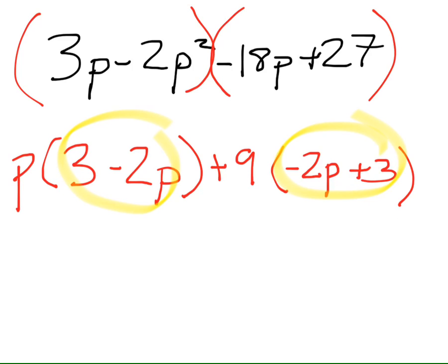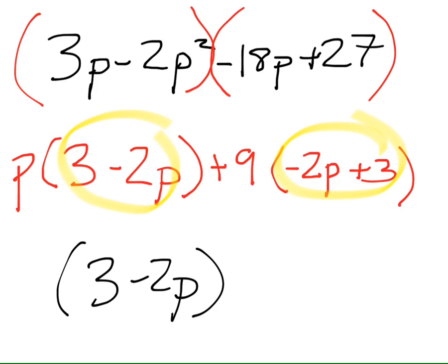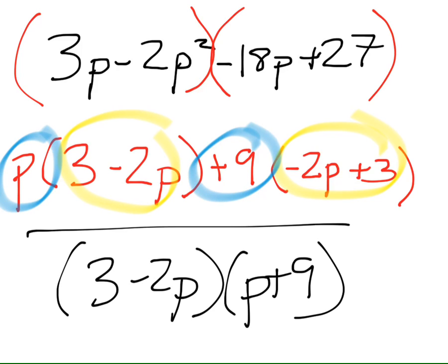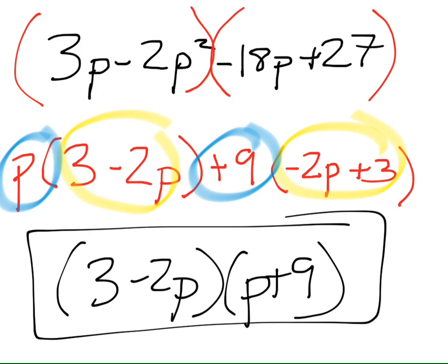So one of my binomials is going to be 3 minus 2p. The other one is going to be what I factored out, p plus 9. And there's my original binomial times binomial.